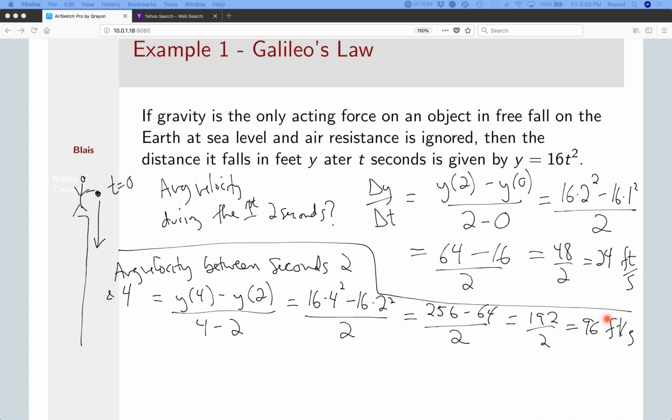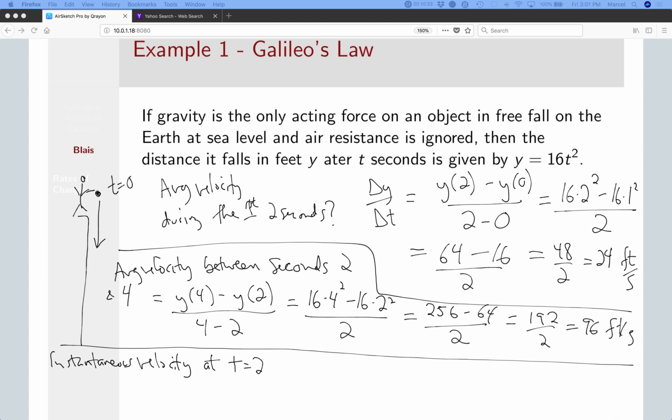You then might start to ask questions about something like an instantaneous velocity. So for instance, suppose you're curious about the instantaneous velocity at 2 seconds. And we're used to this kind of idea. If you drive a car, anytime you look at the speedometer, what you're getting there is a reading for your instantaneous speed.